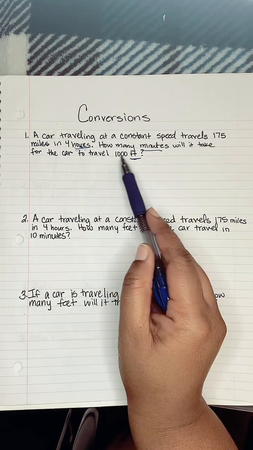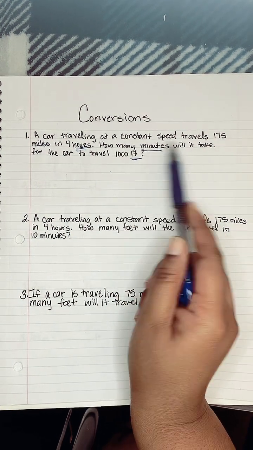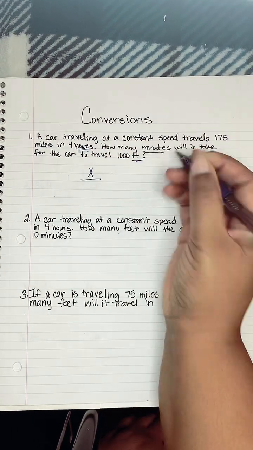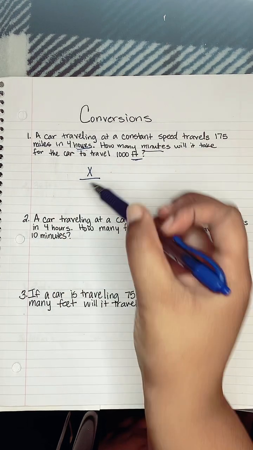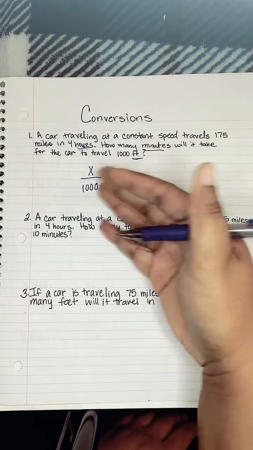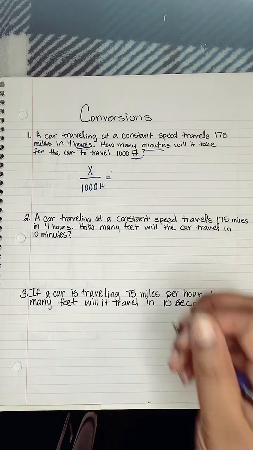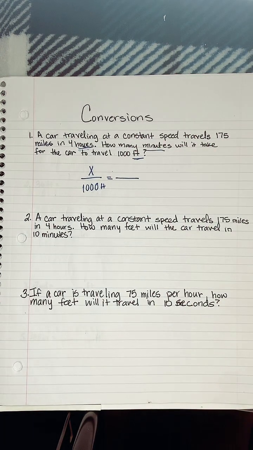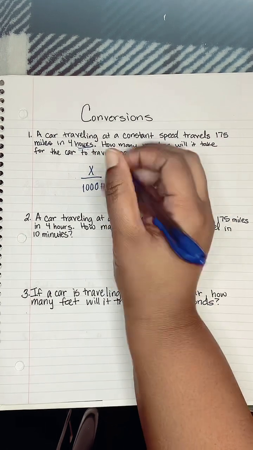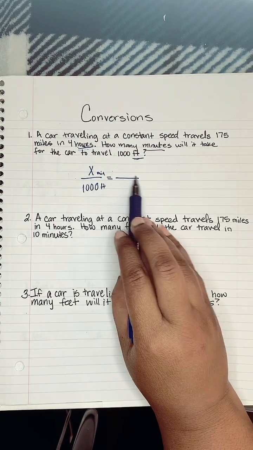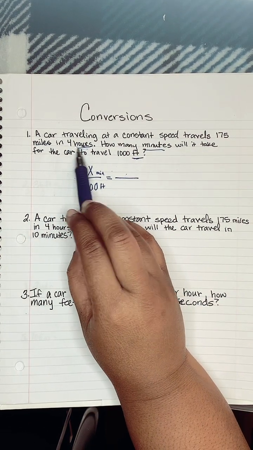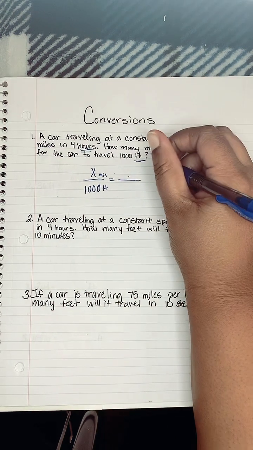So we want to say how many minutes will it take. When we say how many minutes, we don't know, so we're going to put X over to travel in 1,000 feet. So we're going to put 1,000 feet down here. We're going to set this up like a proportion. Now, when you set it up as a proportion, you have to have the same units. So if this side is minutes here, we need to make sure this side up here is minutes. So what we have to do is change this 4 hours to minutes.